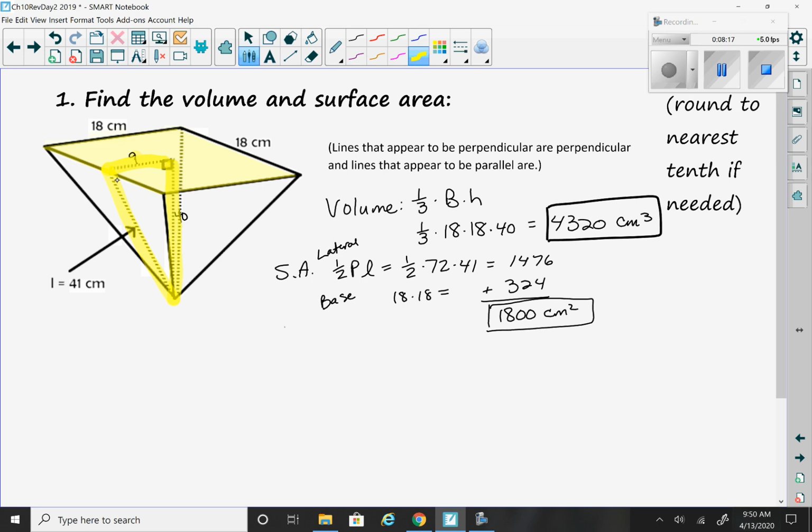I think we mentioned that once before, but if you didn't remember that, you could just use the Pythagorean theorem to figure out that missing leg, which gives you your height. So your volume should be 4,320 centimeters cubed.